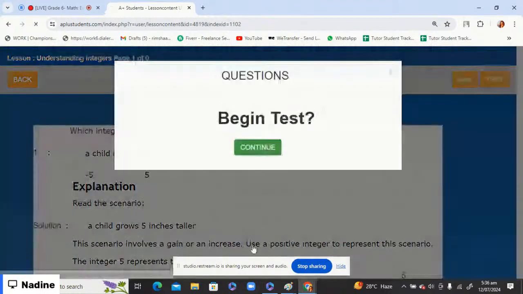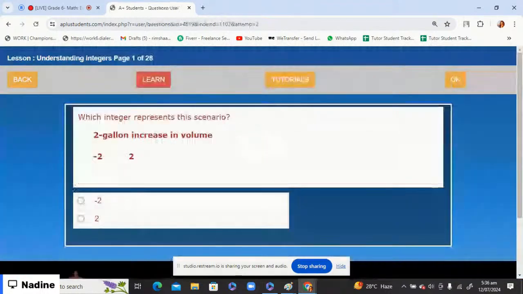2 gallons increase in volume. Now you guys tell me, if there is an increment in the volume, something is gained, so which one? Plus 2 or minus 2? Which option? Do it fast. Tell me, hurry up, everyone.